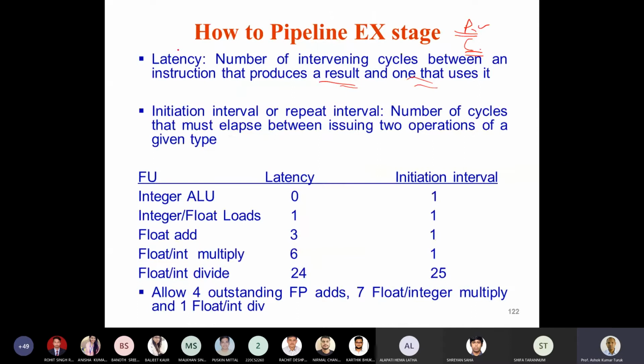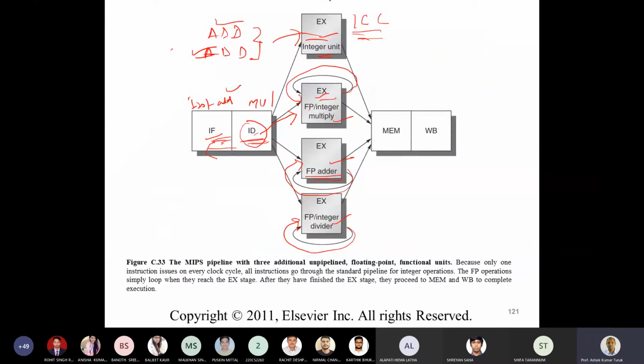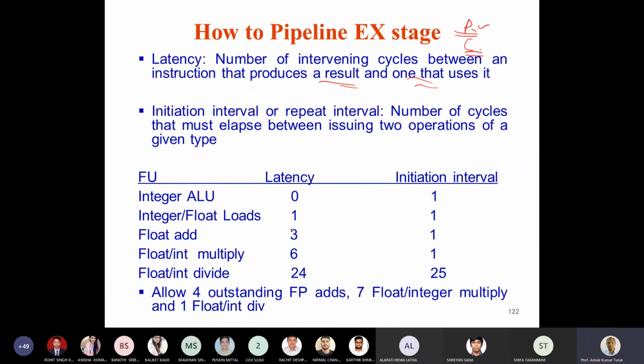Now we want to pipeline all these execution units that take multiple clock cycles: the multiplier, the adder, the floating point adder, and the divider, and we'll use the following latency and initiation interval.